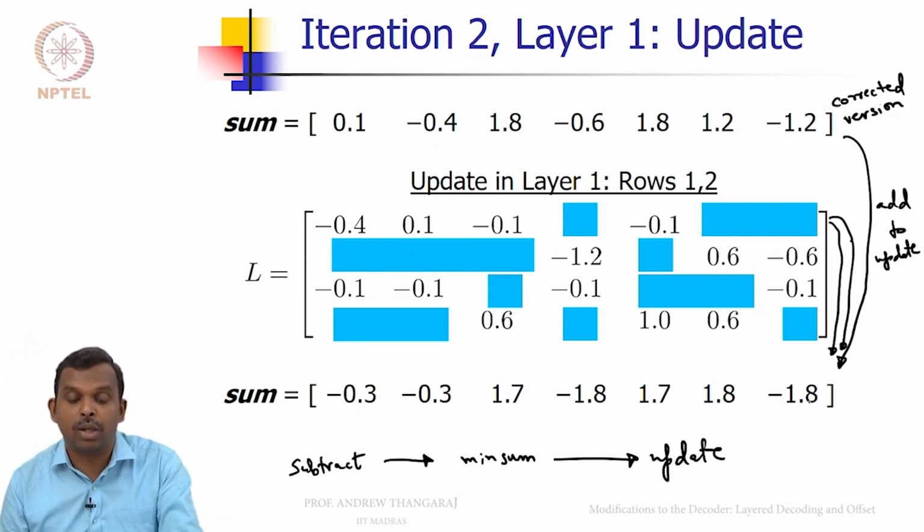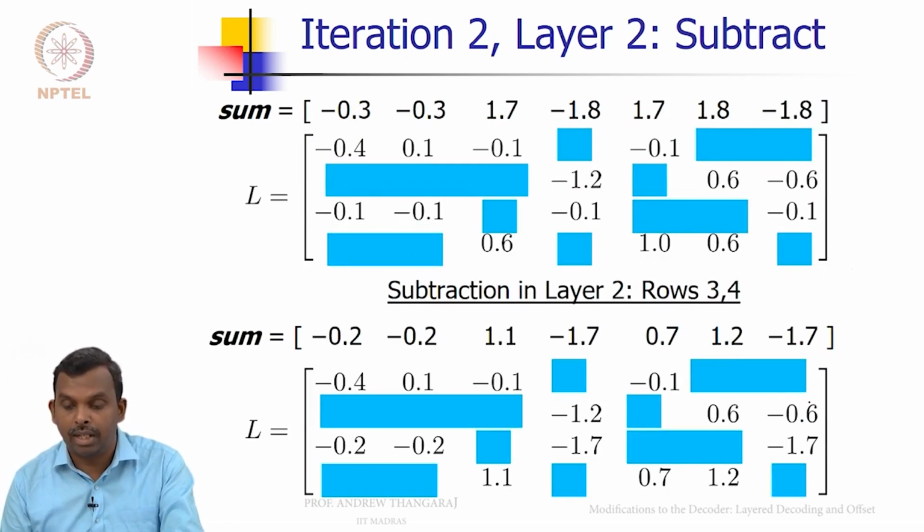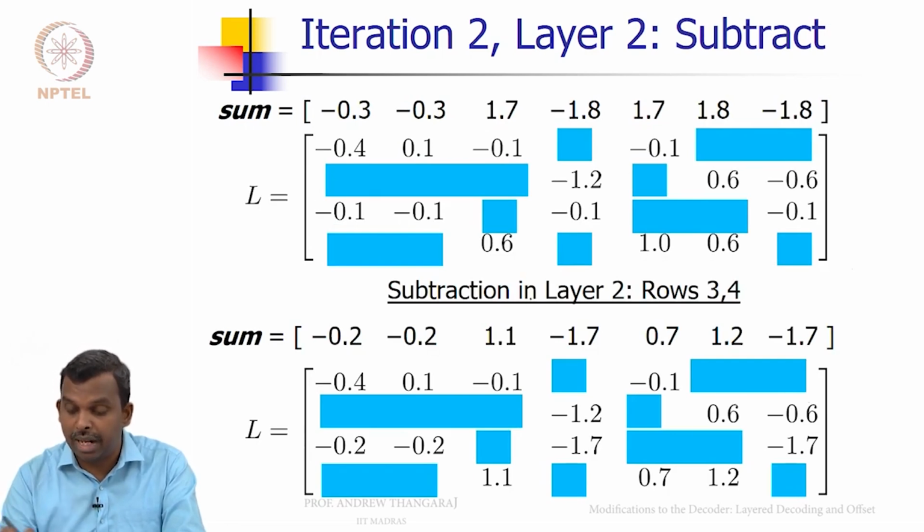I'll show it to you just for iteration 2, layer 2, going through that in the same detail here. First we do subtraction. So this is the incoming belief.